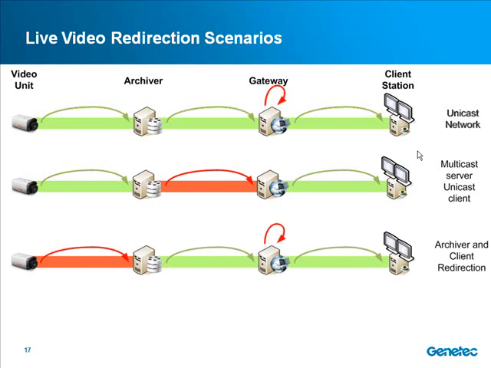The next scenario is multicast from the unit to the archiver, but the rest of the network is using unicast connections. Redirection is being done at both the archiver and gateway servers. The red arrow over the gateway is the gateway creating the local multicast stream again, and it's doing that to replicate the stream data, sending the stream to itself in multicast, and then redirecting it to the other clients in unicast.